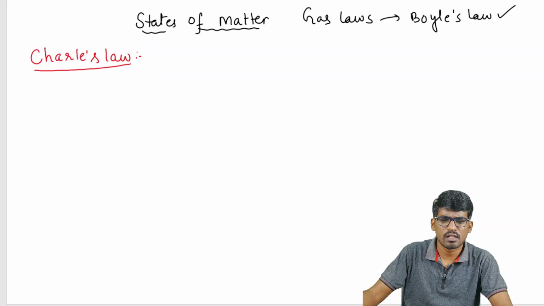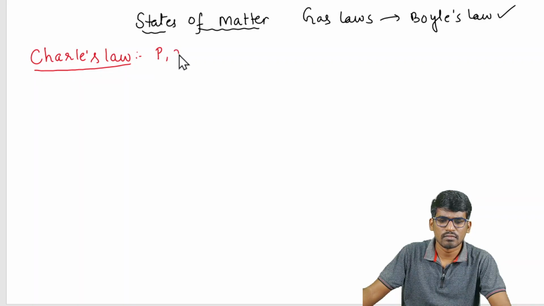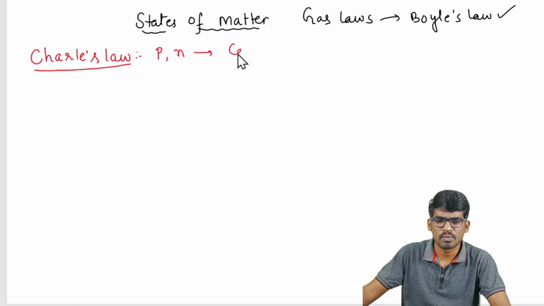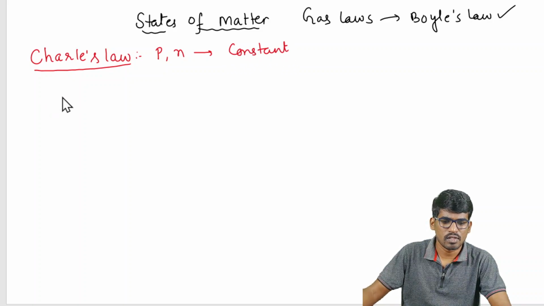Actually, Charles law talks about the relation between volume and temperature. So we must keep pressure and number of moles constant. P and n must be constant. Now the relation is established between volume and temperature. So what statement can be given?